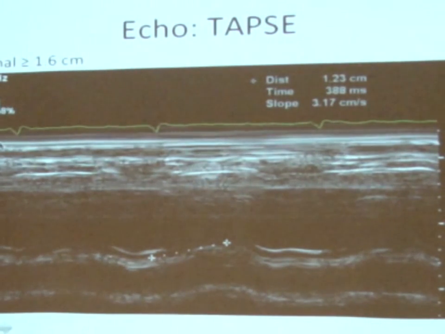So this is looking at the motion of that annulus. So in this view, the annulus sits here. And so any movement this way is towards the apex in this view. And so you're looking at the extremes of this, so the furthest basal to the furthest apical. And normal is 1.6 for TAPSE. So if it's decreased, in this case it was 1.2, it suggests decreased excursion of that and decreased systolic function from that.